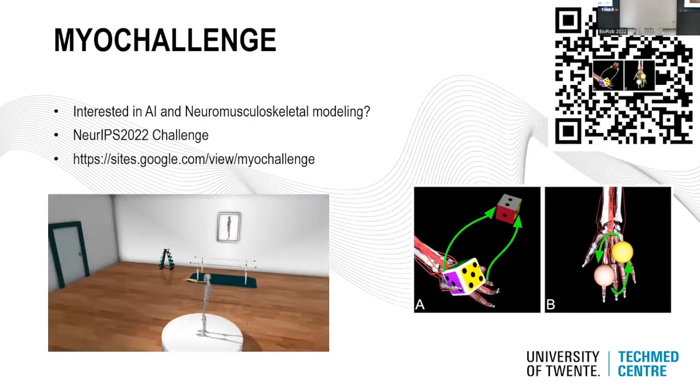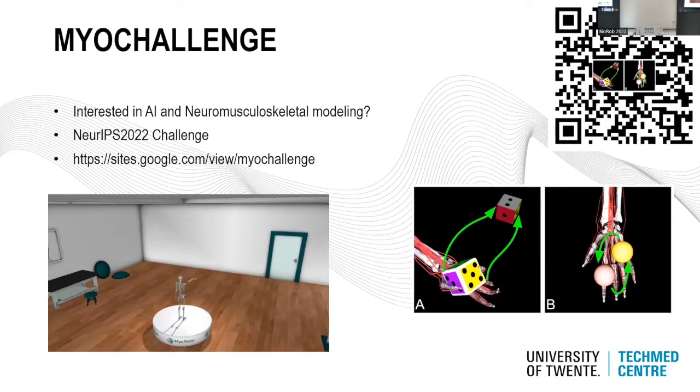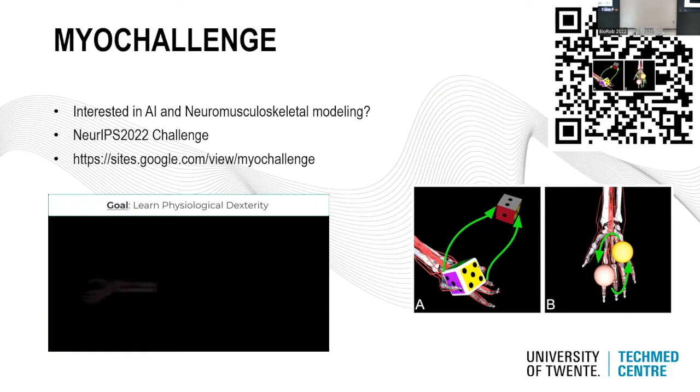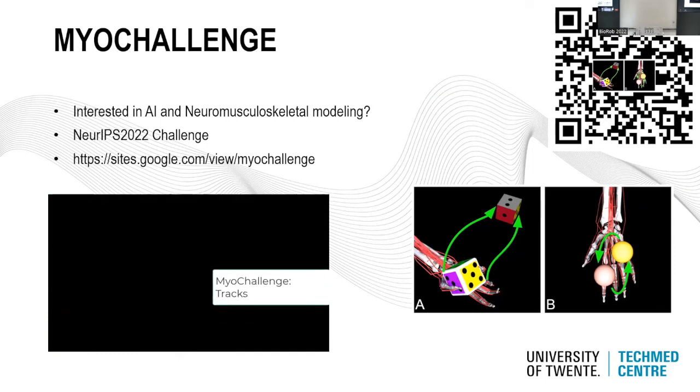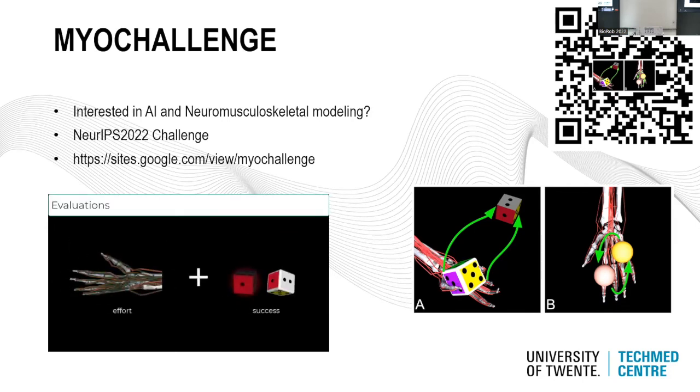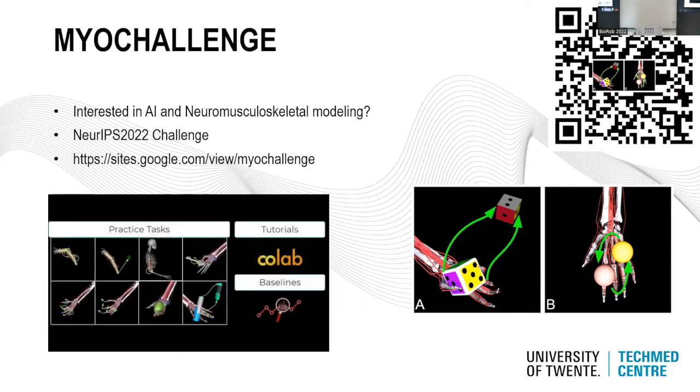So this MyoSuite software is currently open source. With our colleagues from Meta, we created this MyoChallenge, which is going to be presented at the NeuroMusculoskeletal conference. If you're interested in AI and neural modeling, you can join this challenge, where you would have to try to have a model learning to roll a dice or to move balls inside a hand. The prize for this challenge is up to 20K for the best team.